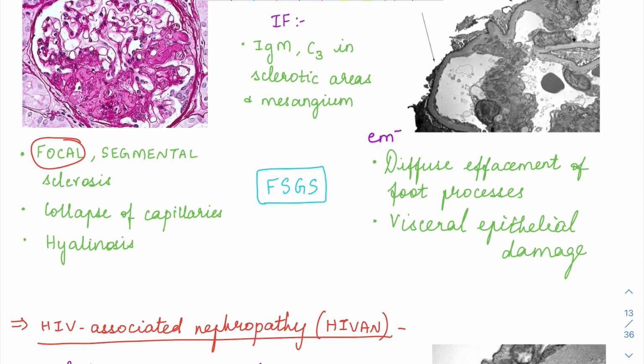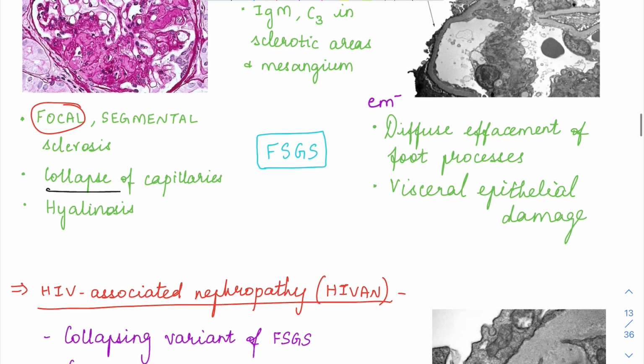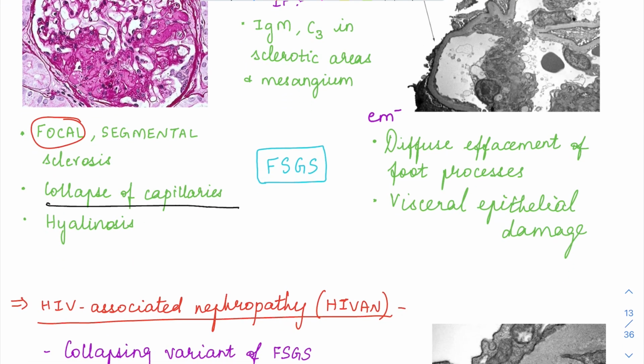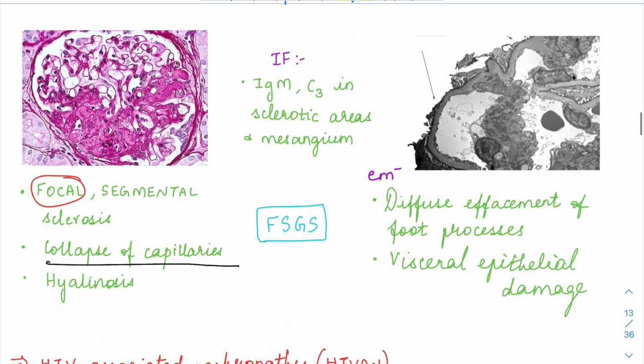Sclerosis is nothing but deposition of collagen. When this deposition of sclerosis is there, it will automatically obliterate the capillary lumen in the glomerular tufts. So the capillaries will collapse. This is also a feature of FSGS. In FSGS, you can have on immunofluorescence any kind of immunoglobulins and C3 deposition in the sclerotic areas.